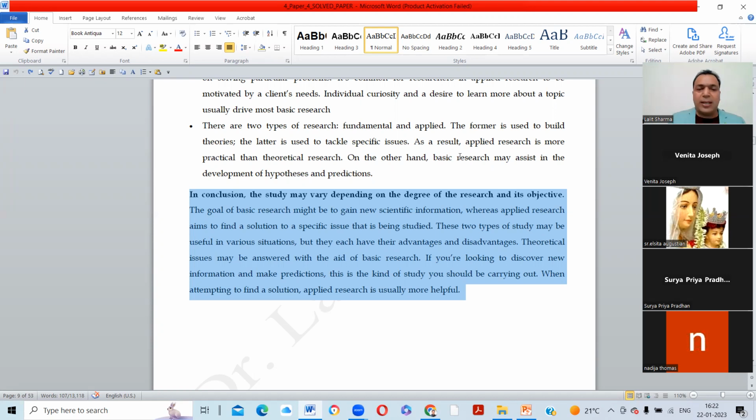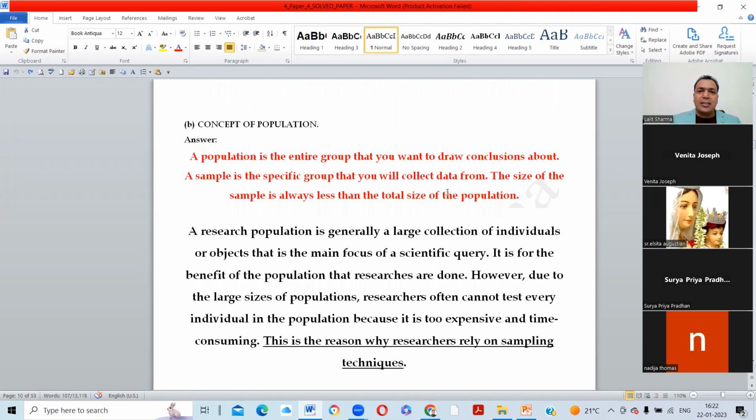So the first question we have done, fundamental research and applied research. The second question that has come is the concept of population, right? So guys, this question has come from sampling. What is the population? Population basically is the entire group that you want to draw conclusions about. A sample is a specific group that you will collect data from. The size of the sample is always less than the total size of the population, right? As I already told you in the PPT of sampling, the sample represents the whole population, right, guys?